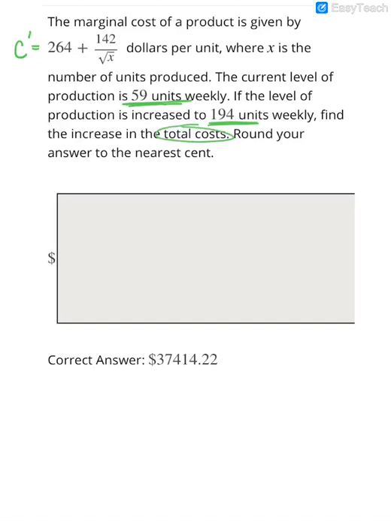So we are going to be integrating. We're starting at 59 units. We're raising it to 194. And we're going to integrate the marginal cost to get back to the original cost function. So 264 plus 142 divided by the square root of x. And we're doing this with respect to x. Okay, so the first thing I'm going to do is rewrite that square root to make it easier to integrate.